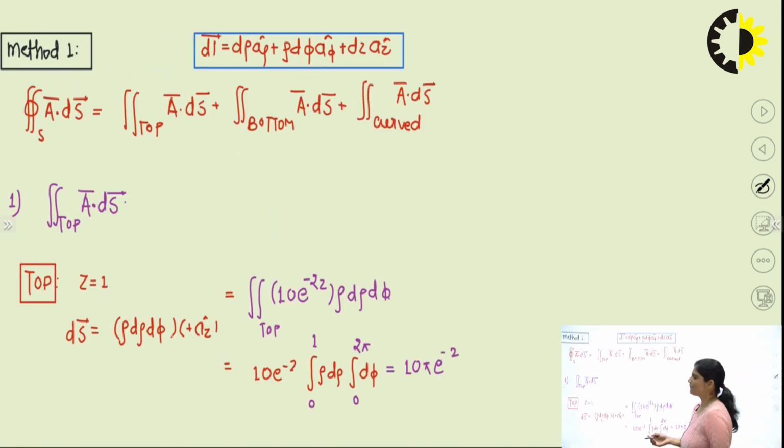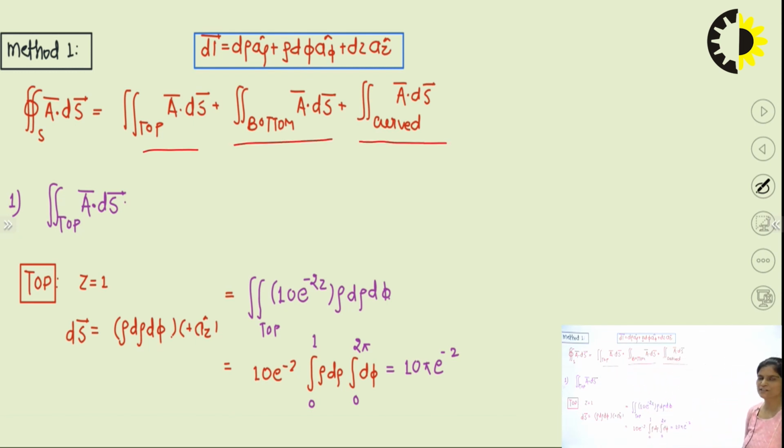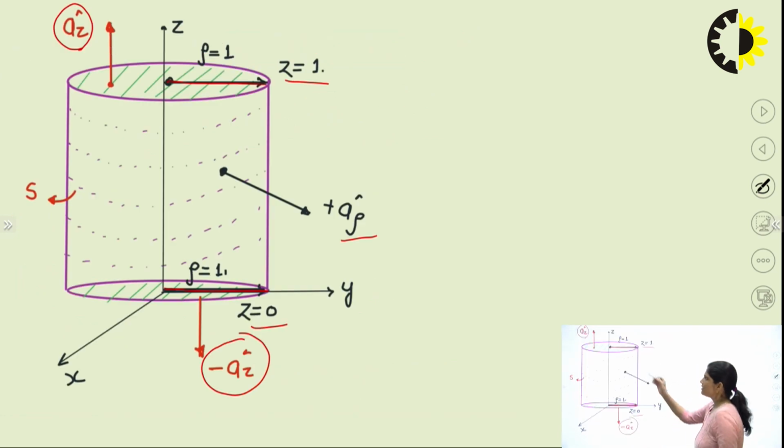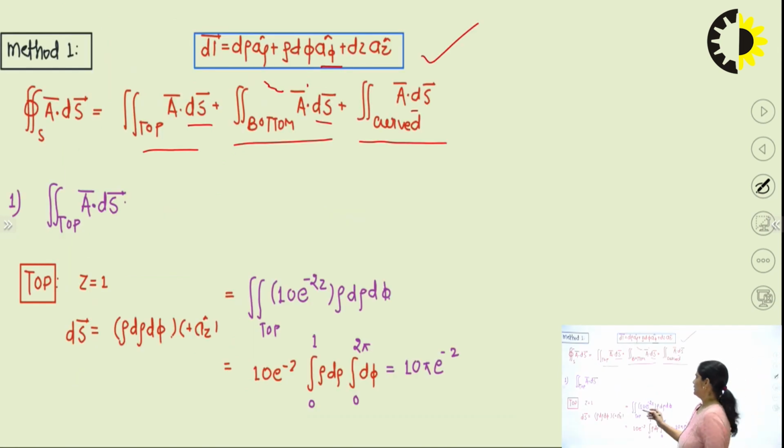Now apply the first method: A dot ds, closed integration, over top, bottom and curved surface. First we calculate using this method. If you are considering the cylindrical case, you should know dl is equal to d rho unit vector of rho, plus rho d phi unit vector of phi, plus dz unit vector of z. You should know dl, then only can you find ds. First we calculate A dot ds for top, and for top z is equal to 1, as you can see in the figure, and z is equal to 0 for bottom.